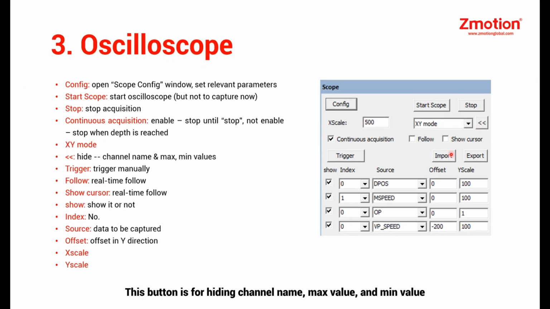This button is for hiding the channel name, max value, and min value. Only the channel number is shown. The Trigger button is for manual trigger. If there is a trigger command in the program, there is no need to click this. The Follow button means whether the horizontal axis follows the sampling position in real time. Show cursor is the same as follow, but the object is the cursor. If it is checked, when you move the mouse, the corresponding graphic will be shown. Show means whether the current channel curve is shown.